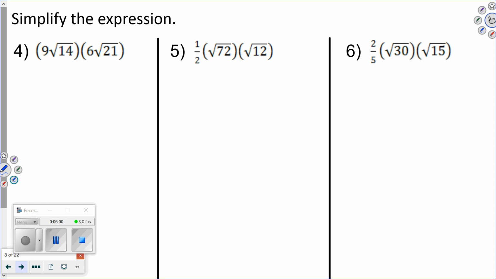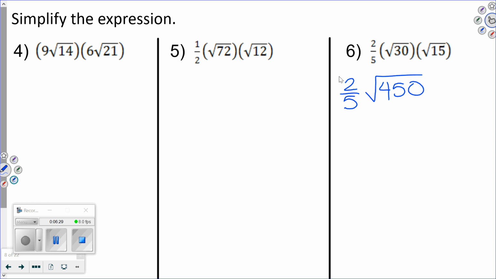Number 6. There's a 2/5 in front of my parentheses. What do I assume that is? It's just a number, right? Don't freak out because there's a number that's a fraction. Fractions are just numbers. So I have a 2/5. We can still multiply those numbers under the radicals together, right? So we get 2/5 and then radical 450.